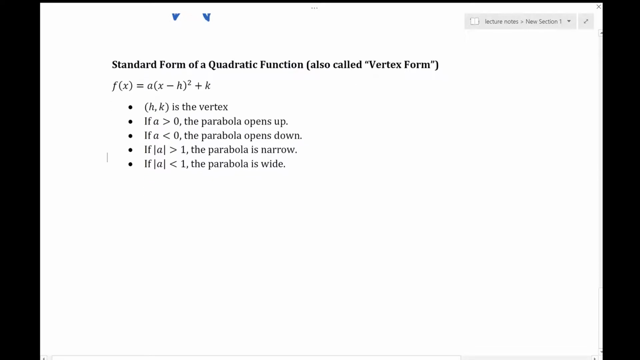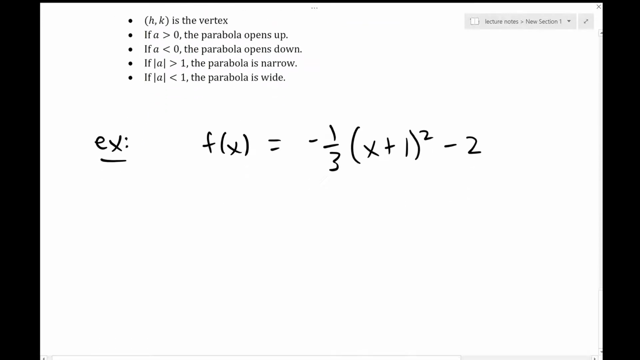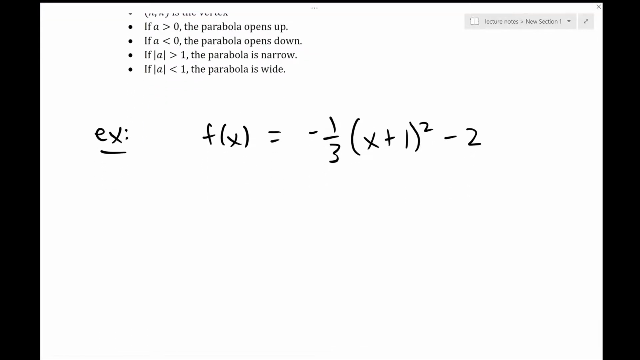So let's try one more example of using this vertex form or standard form of the quadratic function. So let's look at the example of f of x is equal to, let's try -1/3 times x plus 1 squared minus 2. Well, again, let's identify everything that's happening here. So we see that we have a negative in front, which once again means that we'll have an upside down parabola.